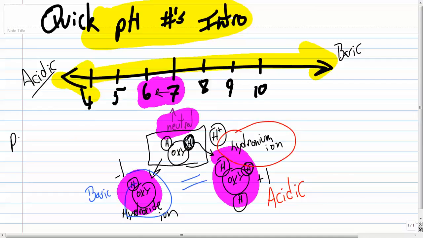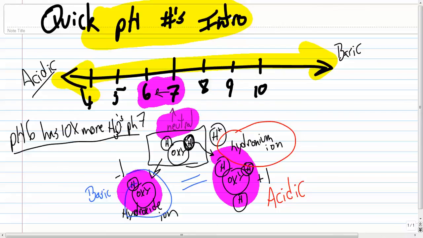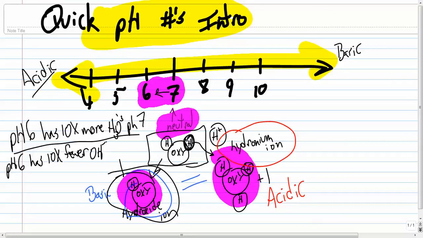Well, something with a pH of 6 has 10 times as many H3Os as something with a pH of 7. Having said that, if something has 10 times more H3Os, then that also means that something with a pH of 6 has 10 times fewer of these hydroxides than something with a pH of 7. So every time you slide a step left or right, that's a difference of 10 times. Okay?